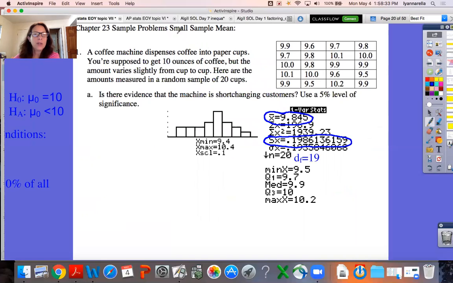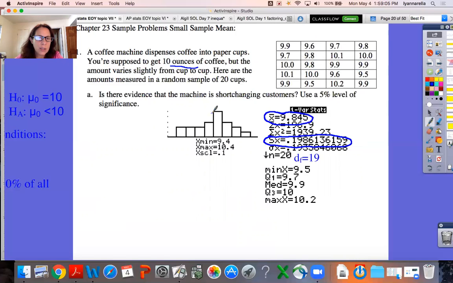Okay, and so here's an example of means. A coffee machine dispenses coffee into paper cups, and it's supposed to be 10 ounces. So you know right off it's a mean because that's a unit. Instead of saying a proportion, 376 out of 400 people, we're saying 10 ounces. So we know we're dealing with means. And that makes our mu 10, because if we're expecting it to be 10, then that's what mu should be. And they're saying, okay, here's how many ounces 20 random cups gave us. So let's see if they're actually shortchanging.